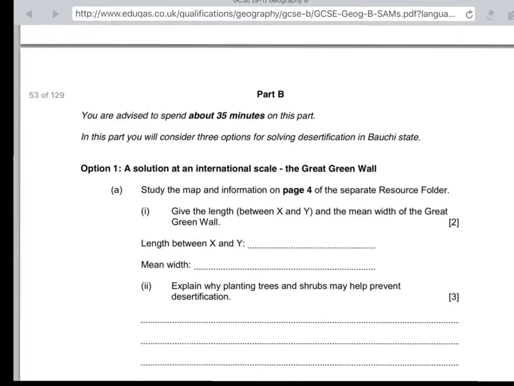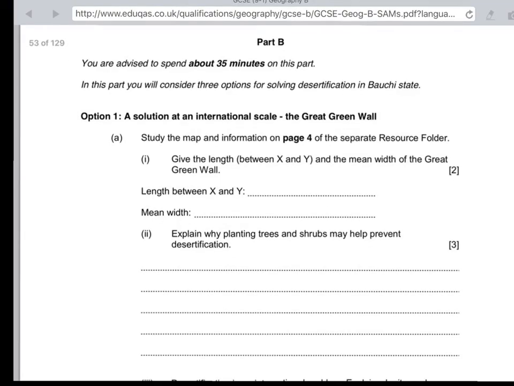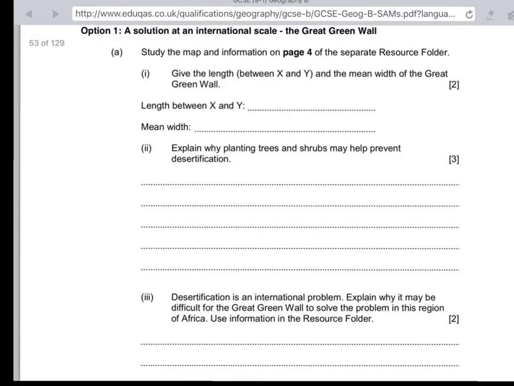Okay, so let's have a look at the first solution. It says, study the map and information on page 4. Give the length of and the mean width of the Great Green Wall. Explain why planting trees and shrubs may help prevent desertification. And desertification is an international problem. Explain why it might be difficult for the Great Green Wall to solve the problem in this region of Africa. Use information from the resource folder. Well, let's stop here and I'm going to have a look at page 4 and see what information we can find, and then we'll come back.